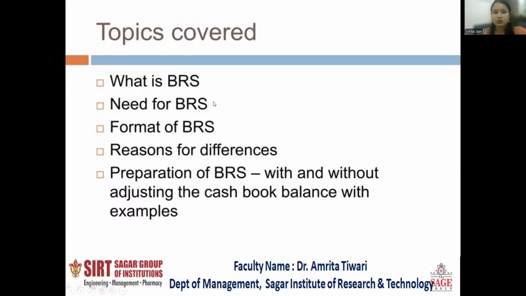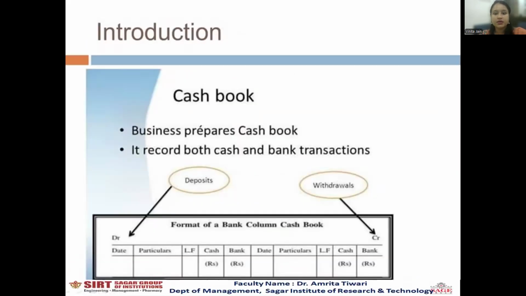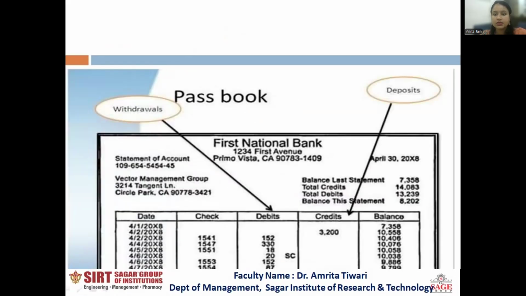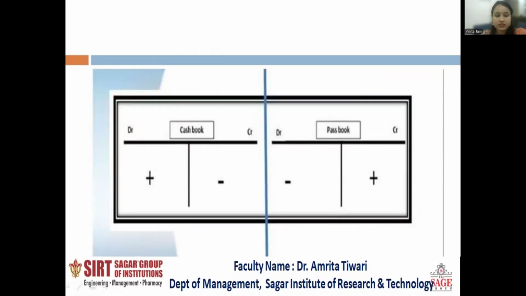Firstly, we discussed the cash book. What is the cash book? The business prepares the cash book. It records both cash and bank transactions, deposits and withdrawals, as we can see here in the format. And the passbook, prepared by the bank, records bank transactions. You can see the format of the passbook, and in both, the debit column is withdrawals and the credit column is deposits. These are the different formats of the cash book and passbook.